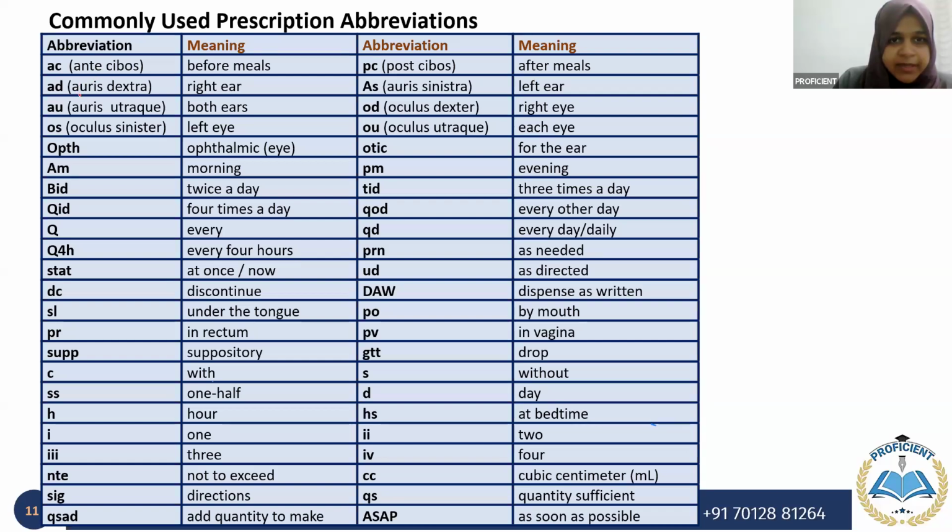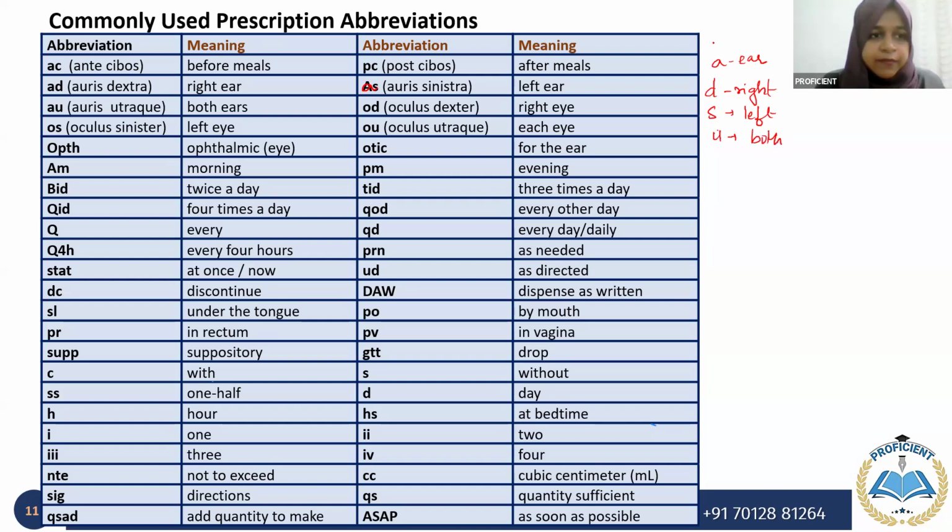Then you have AD, AS, AU. A is auris. Auris means your ear. D stands for dexter, which is your right. S for sinister, which is left. And you have U. U means both. So this thing you learn.